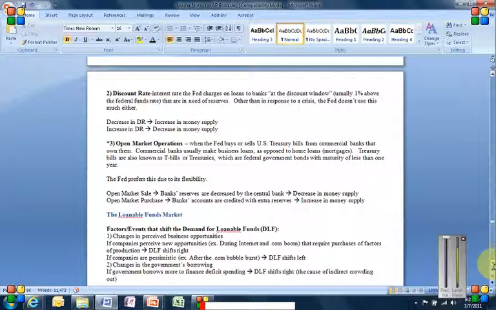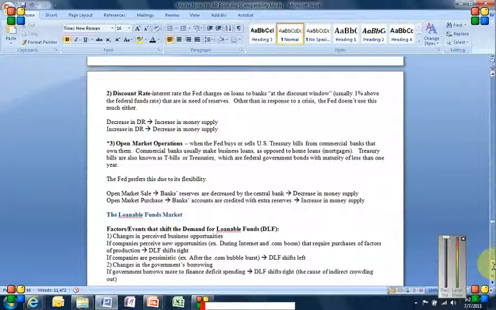Other than in response to a crisis, the Fed doesn't usually use this much either. But it's something that you do need to know. We're going to come back to a chain reaction that starts with this, but I want to plant a seed now. If there's a decrease in the discount rate, then that would increase the money supply. If there's an increase in the discount rate, that would decrease the money supply. But option 3 is the one we talk most about.